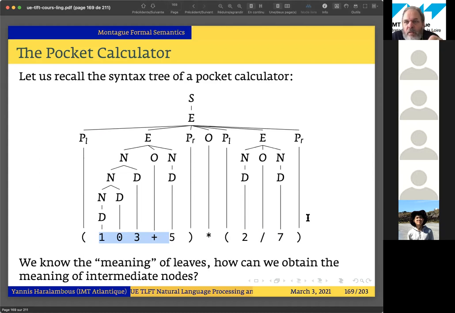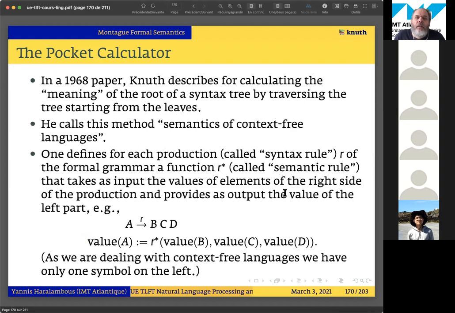Remember when we started this lecture, the first thing we said is that there is a principle of compositionality that says that the global meaning is obtained from local meanings plus the way we combine them. Now, in a 1968 paper, Donald Knuth gives a way of calculating this meaning in a systematic way. I put meaning in quotes because here it can be just a numeric value. It's not necessarily something very profound. And this works for context-free languages.